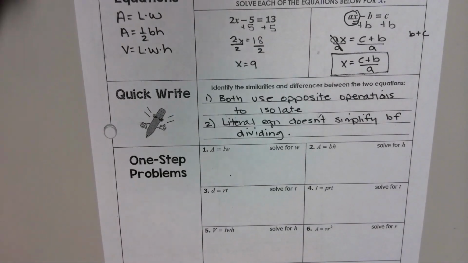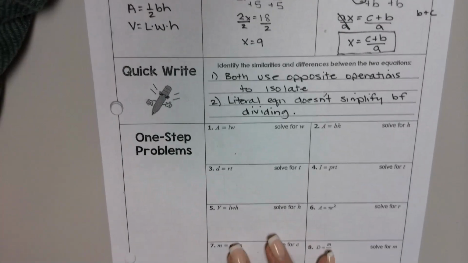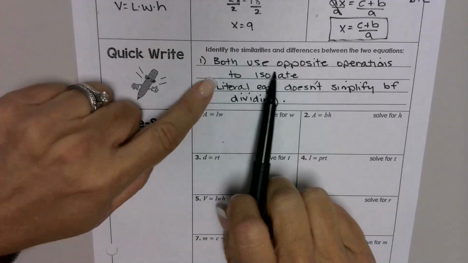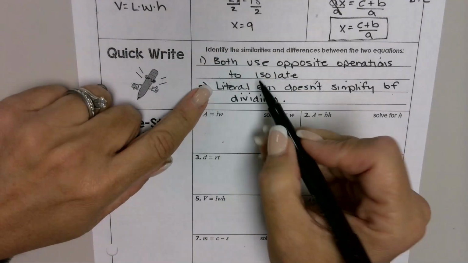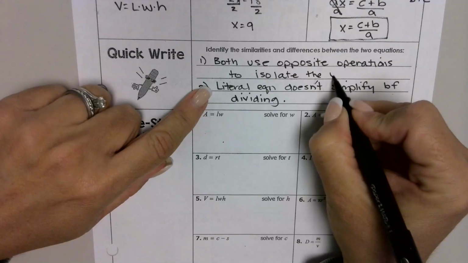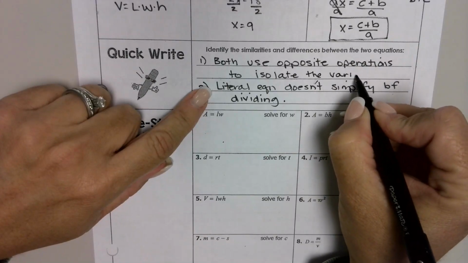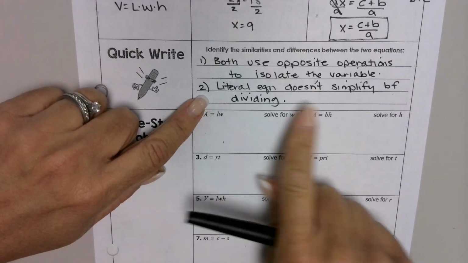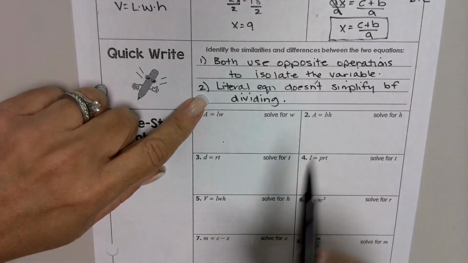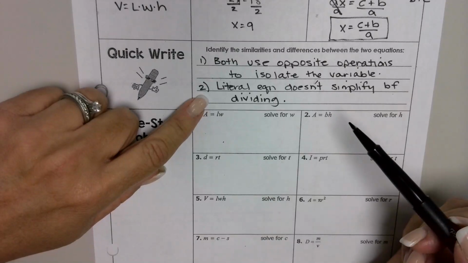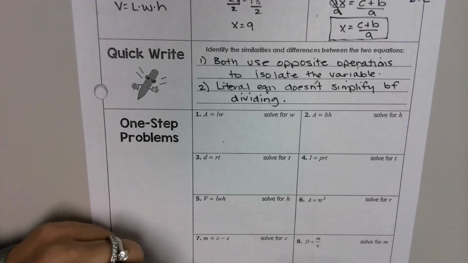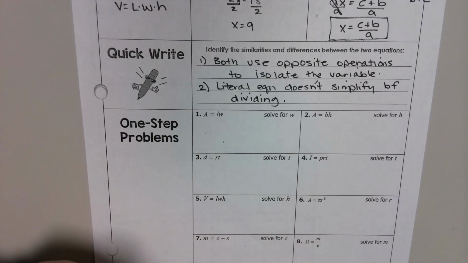Okay, if I had to come up with a similarity and a difference, I would say that my similarity is that both use opposite operations to isolate the variable. My difference is that the literal equation doesn't simplify before dividing. So I end up with all of my variables, which you should. You should end up with all of your variables. Okay, all right, so let's look at some of these.